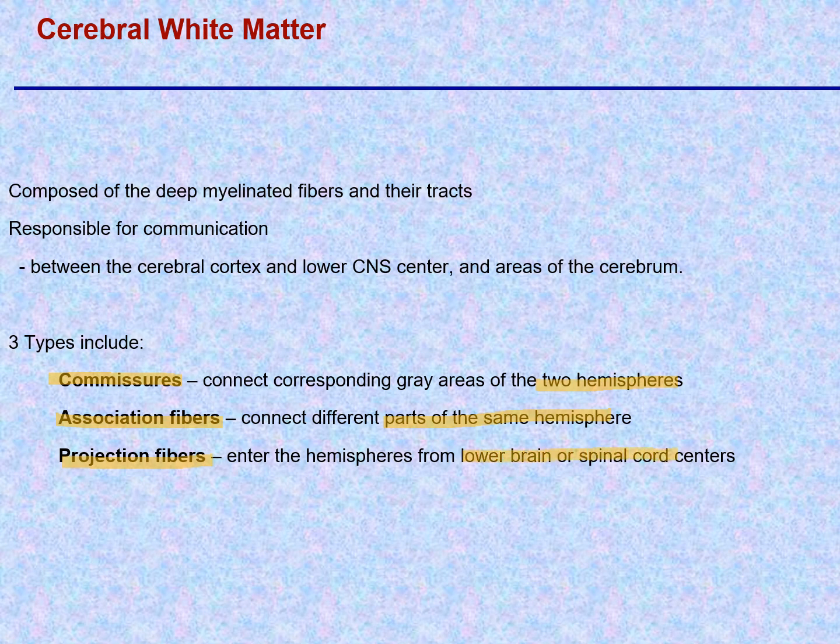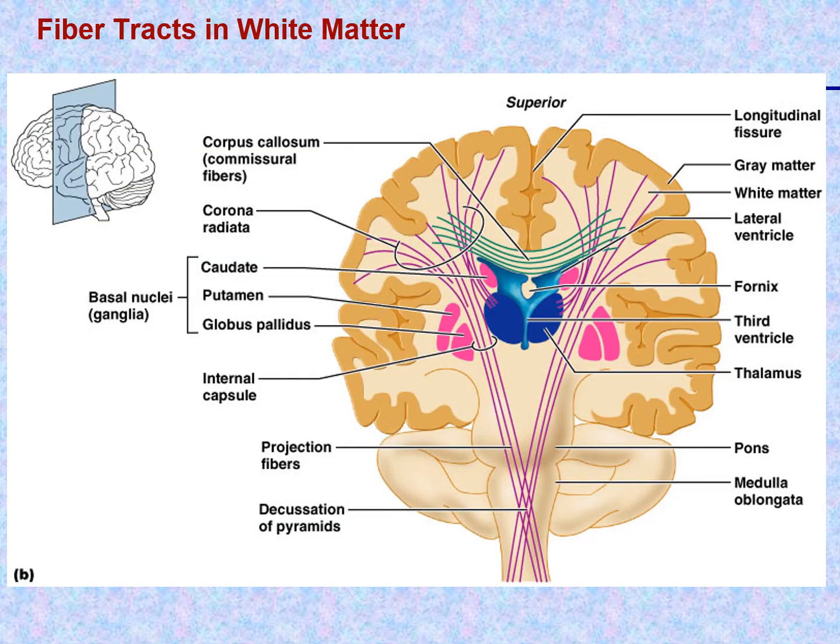So commissures are across from one hemisphere to another. Association fibers are within the same hemisphere, and projection fibers come up from below from the lower brain or spinal cord. And it's shown here. These are commissures going across here in terms of the white matter. This one actually shows the basal nuclei of the cerebrum, shown in red. These are gray matter areas that are deeper in. These are nuclei. So you have commissures going across from one hemisphere to the other.